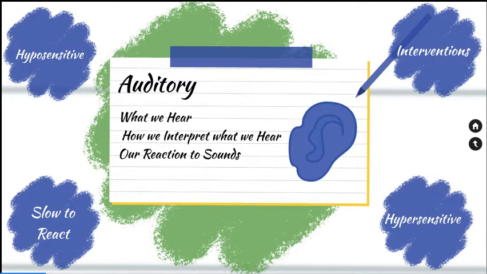First, let's talk about our auditory sense. Our auditory sense is how we interpret noise from the environment. Noises travel through our ears and to the brain. The brain processes this information and allows us to be alert to sounds within the environment, tells us directions that sounds are coming from, and lets us know if sounds are safe or dangerous. They also help us communicate with other people.